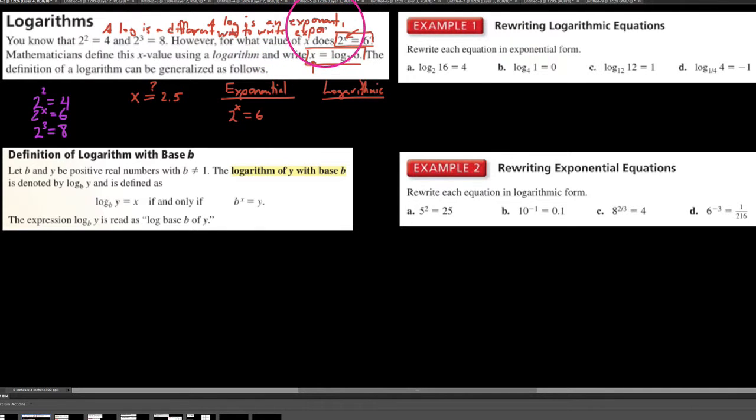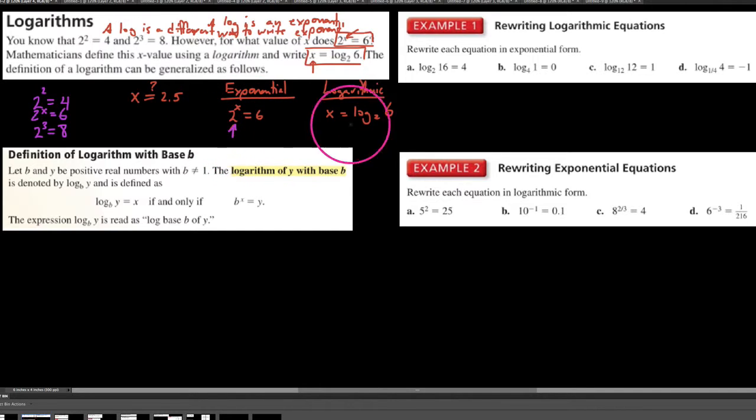Going forward, we're going to see that this statement here, x equals log base 2 of 6. In this video, what we're going to work on is comparing these two statements and talking about how they relate to one another. We'd say that the definition of a logarithm is basically generalized in this way here. Looking at our specific case, we say 2 to the x equals 6 only if x equals log base 2 of 6.